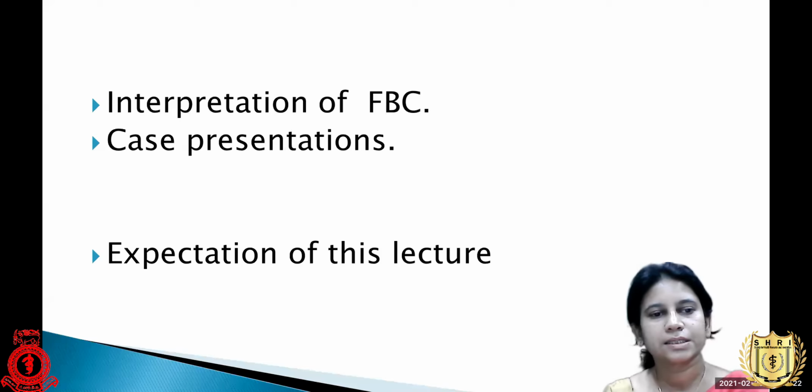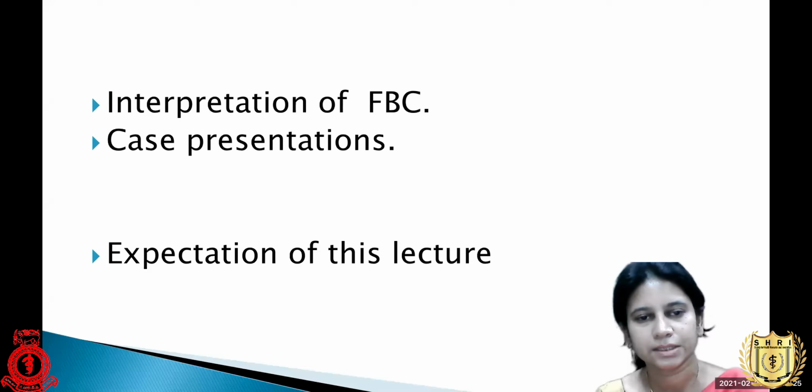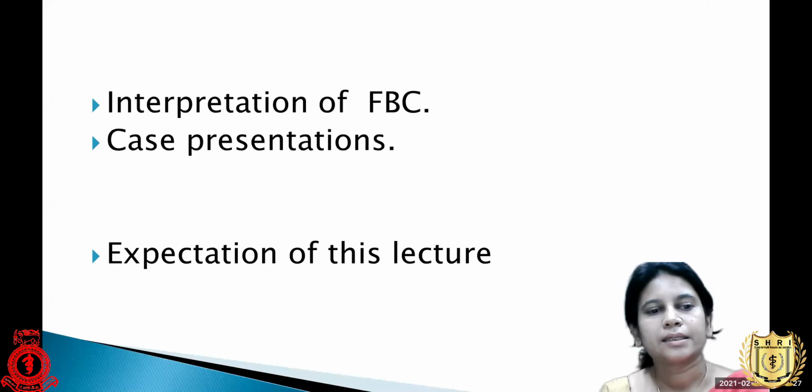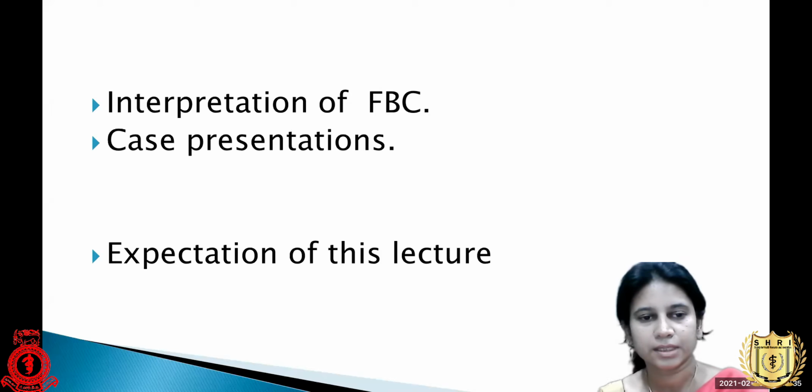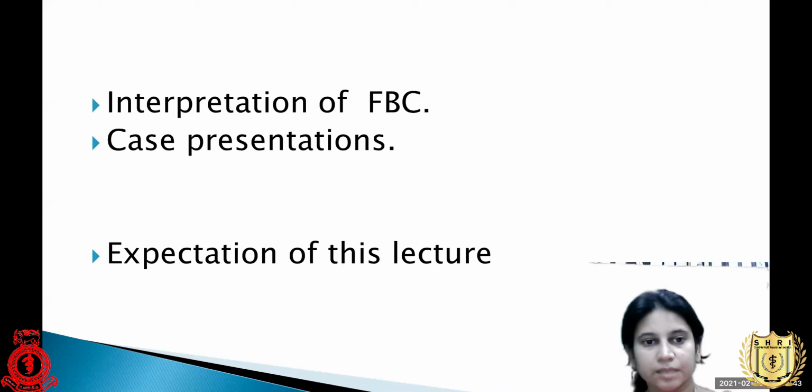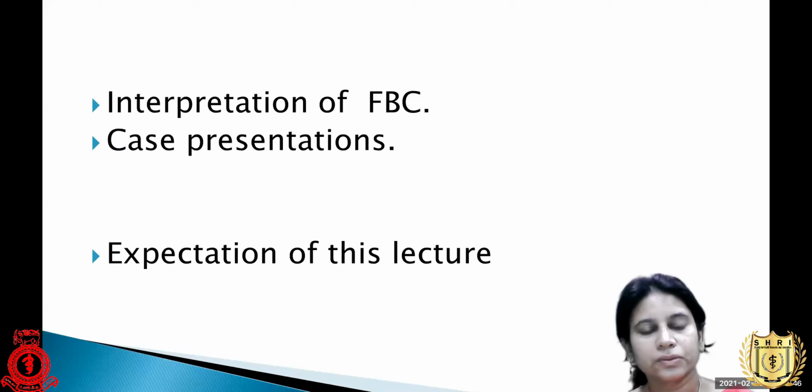So my lecture consists of two parts. First, on interpretation of full blood count, where I will be highlighting the important points of the full blood count report. And second, on case presentations on anemias, but not only anemias, I'll be discussing and showing many other hematological conditions to you. The expectation of this lecture is that at the end, you can come to a differential diagnosis or a diagnosis by just looking at your full blood count report.